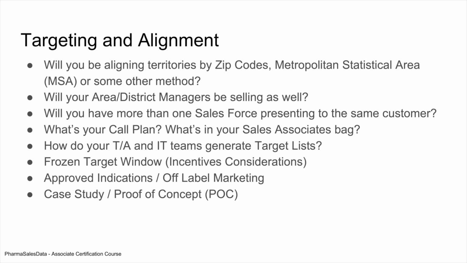Will you be aligning territories by zip codes, metropolitan statistical areas, or some other methods? There's different ways to align a territory and draw boundaries. Will your area and district managers also be selling? Some companies have their DMs sell as well as sales associates. So now you have either double coverage, or you can spread out your individuals calling on HCPs to get more bang for your buck.